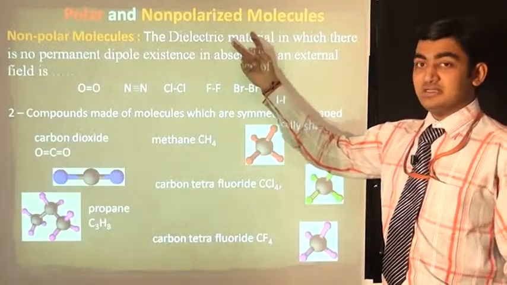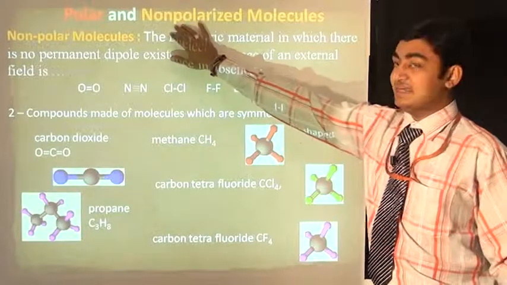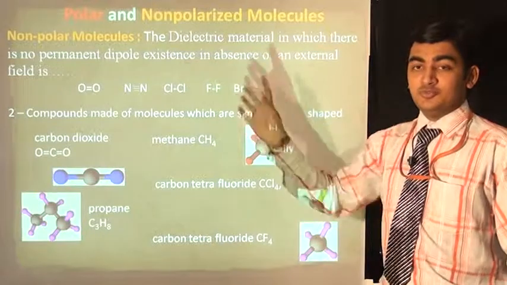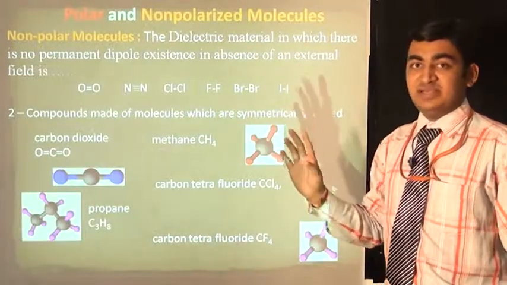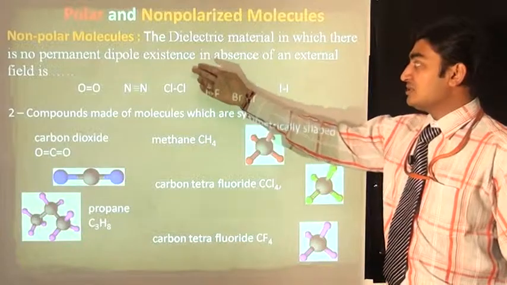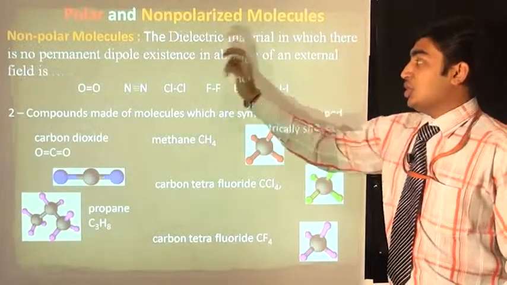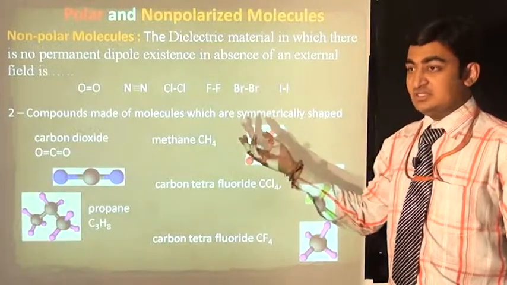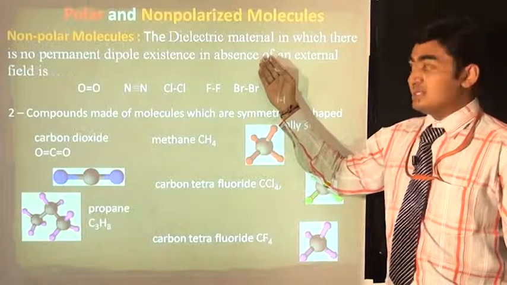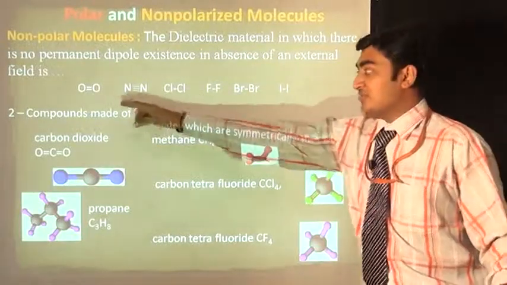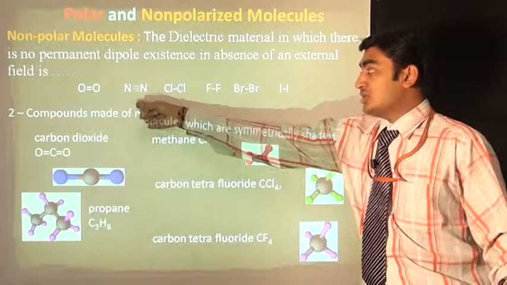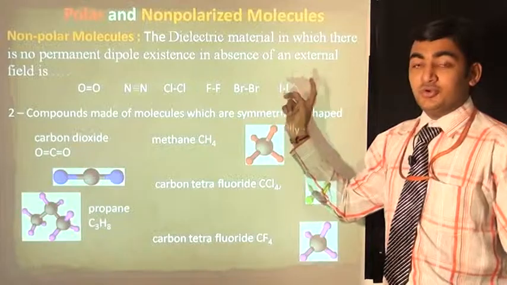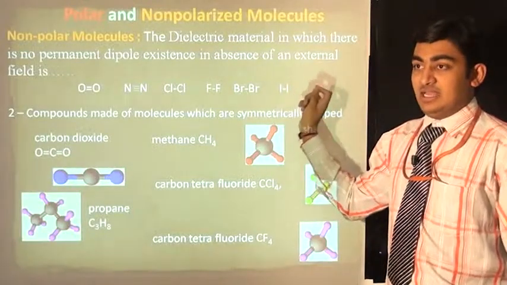There are two types of material in dielectric. First is polar and second is non-polar. Polar material has two poles and they are symmetrically charged, and in non-polar material, the dielectric medium has no permanent dipole moment without an external field. Examples of this are oxygen, nitrogen, chlorine, fluorine, bromine, and iodine. They have no free poles in the absence of an electric field.